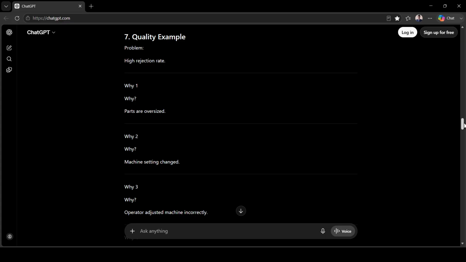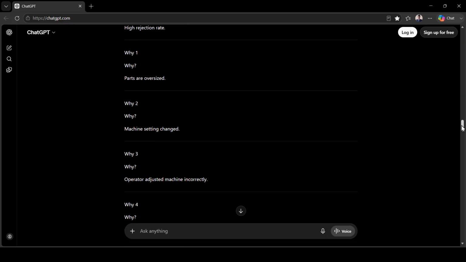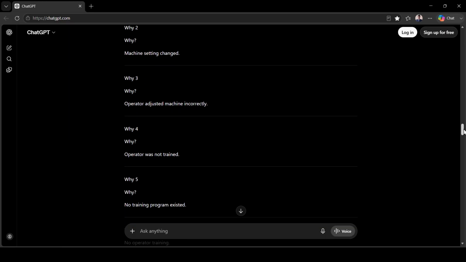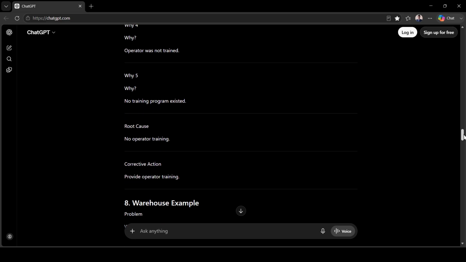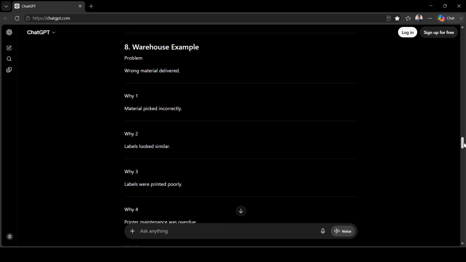Then one more quality example. Problem: high rejection rate. First why: why are parts oversized? Second why: machine setting changed. Why did the machine setting change? Step 3, operator adjusted the machine incorrectly. Then step 4, operator was not trained. Then step 5, no training program existed. Root cause: no operator training. Corrective action: provide operator training.